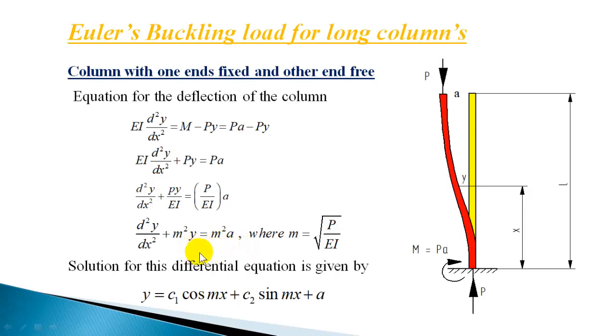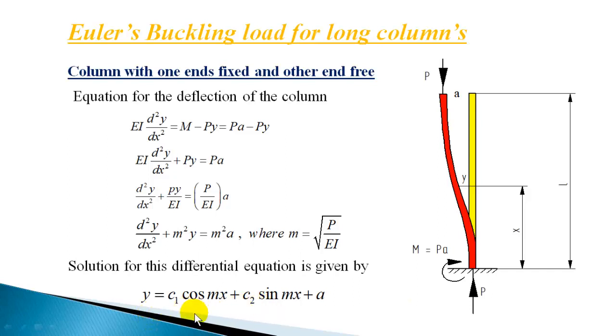Now the solution of this differential equation is given by y is equal to C1 cos mx plus C2 sin mx plus this constant A, and that A is the free end deflection. So this is a solution for the deflected curve. So y at any distance x is given by this expression. Now we will substitute the end conditions, the boundary conditions.